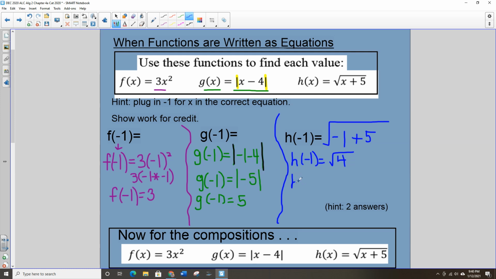The correct answer is 2. But remember, it says right here, hint, there's 2 answers. So it's not just 2, it's also what I like to refer to as 2's evil twin, or negative 2. So those are your two answers. Because a negative 2 times a negative 2 equals what? That's right, 4. So we are happy with those two answers. All right, so that's just a reminder of what it might mean if you plug a number into each of these types of equations.